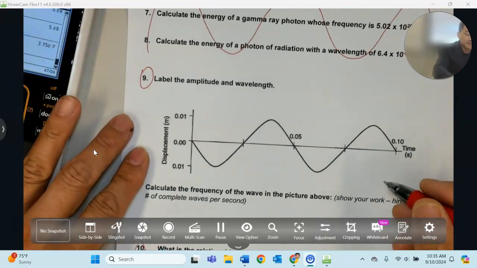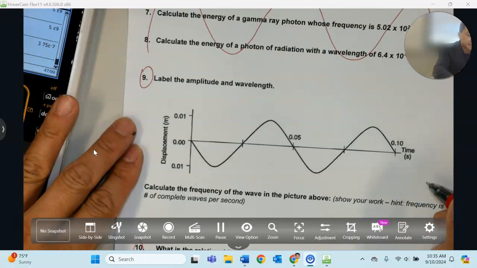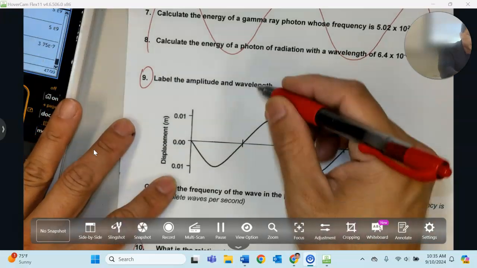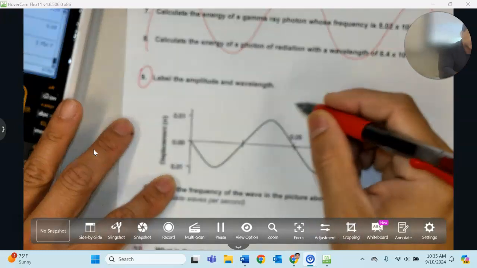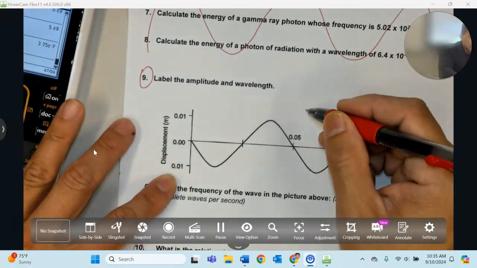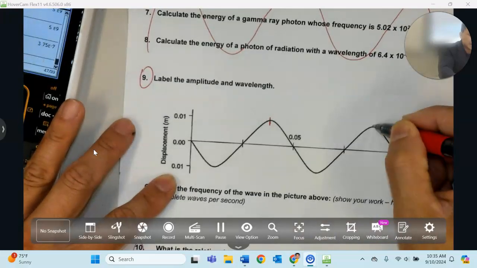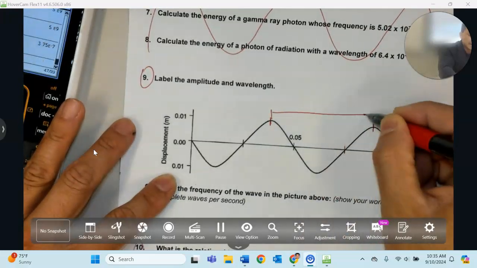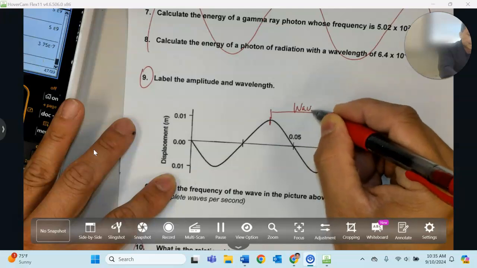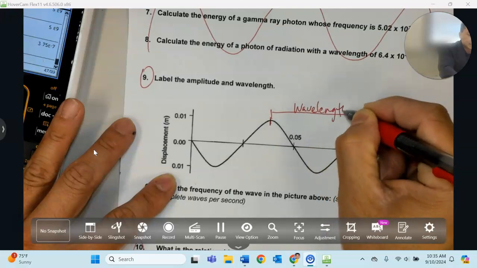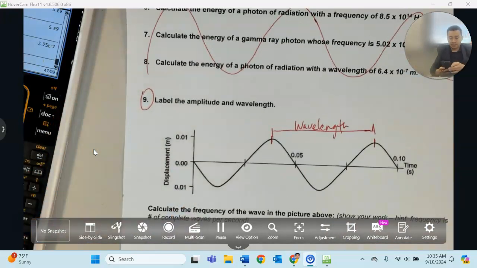So parts of a wave. Calculate the parts of a wave. Here's the label the amplitude and the wavelength. Wavelength is basically pick one part of one wave and go to the next one. This is your wavelength. Okay. So that is your wavelength. It's from any point on one curve to the same point on the next curve.